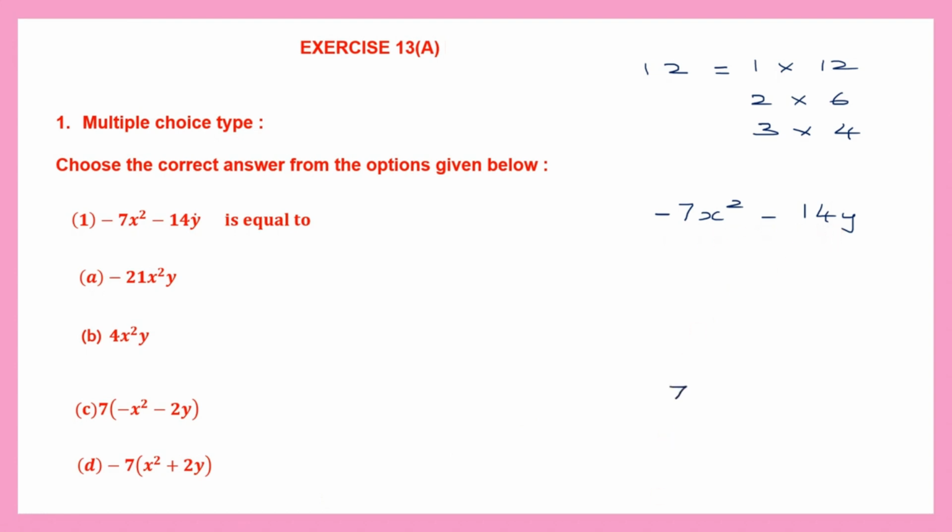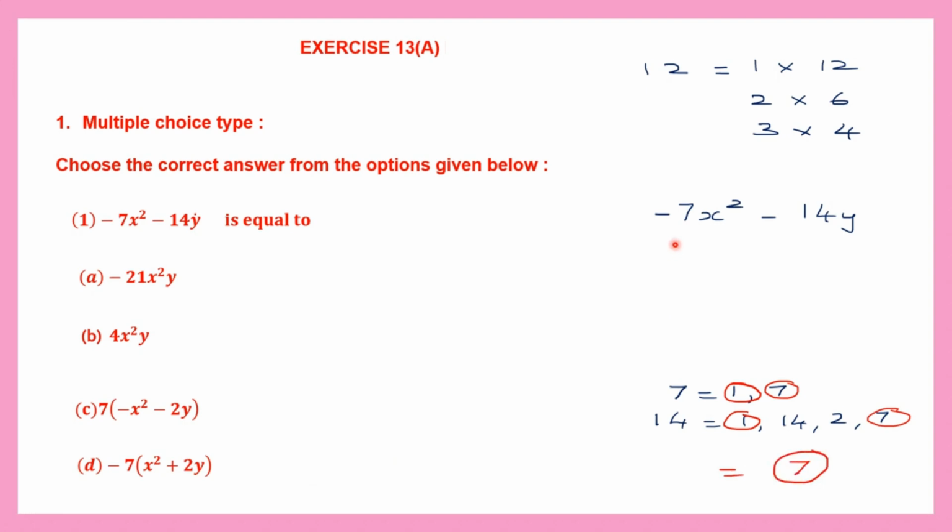First, the factors of 7 are 1 and 7, 1 into 7 is 7. Factors of 14 are 1 into 14 is 14, then we have 2 7s are 14. Let's pick out the common factors. 1 is common, 7 is also common. Now, which is the highest common factor? The highest common factor is 7, isn't it?